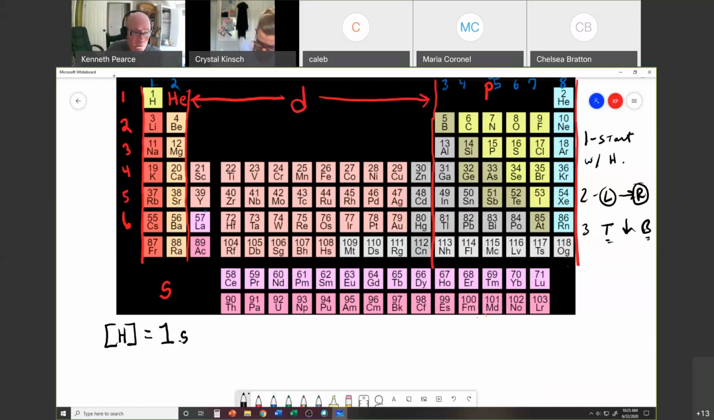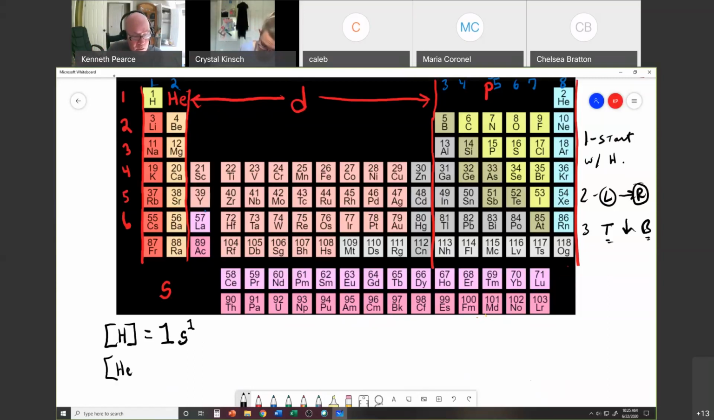Now, how many electrons are in the S block for hydrogen? Just 1. And so we say 1s1. Okay? And that's how we say it, by the way. We say 1s1. We don't say 1s to the first. We say 1s1. Literally, 1s1. Okay, well that's hydrogen. That's not terribly exciting. Let's do helium.